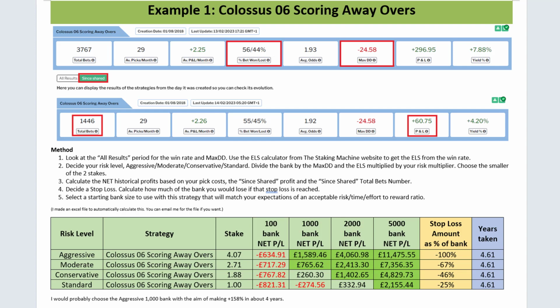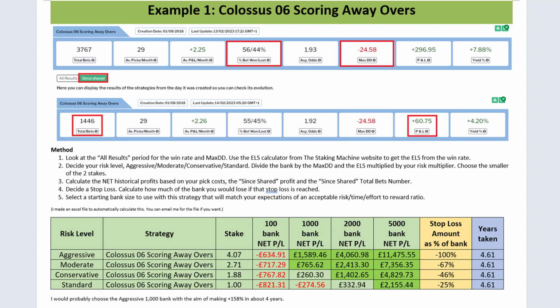Or if you just want to risk 25% of your bank and that to be your stop loss, then how much should you stake? So the 4 pieces of information we needed for analyzing a single strategy were the total period, win rate, and maximum drawdown, and the since shared total bets and profit and loss. And that's easy to find for single strategies.